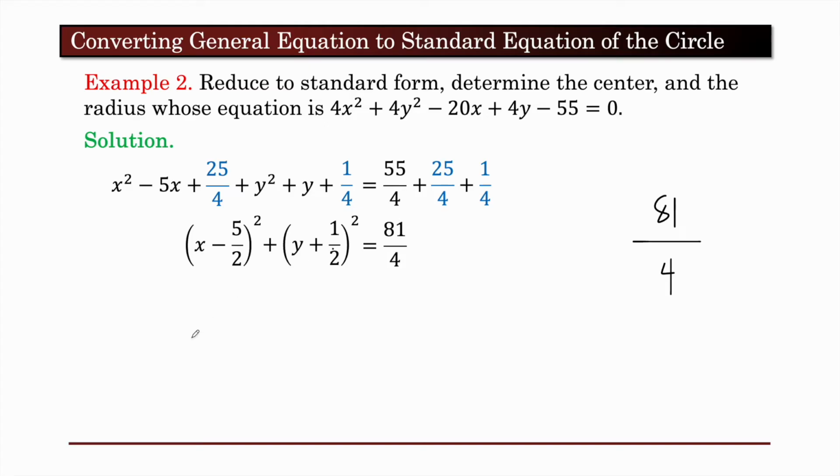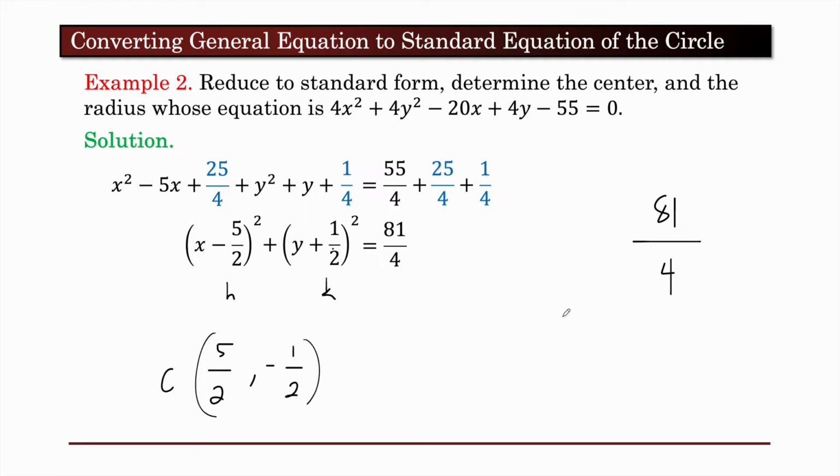The value of the x and y term, or the h and k term rather, this is the h, this is the k, is 5 halves and negative 1 half. Okay? And that is your center. That's the center. And then the radius, as you can see, the 81 over 4 is not yet expressed in terms of exponent, no? So, di pa nagre-reflect si 2 as an exponent. So, we have to convert that in that manner. This will become 9 halves raised to 2.